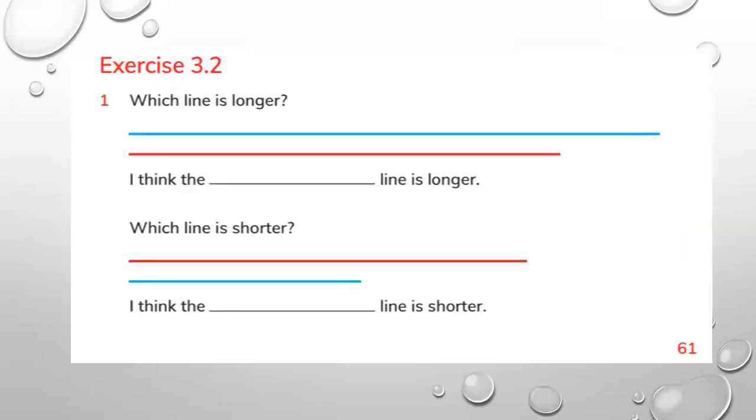In this exercise 3.2 we are going to learn which line is longer and which line is shorter. Shorter means small, longer means taller, or you can say big. So let's start. Question number 1.